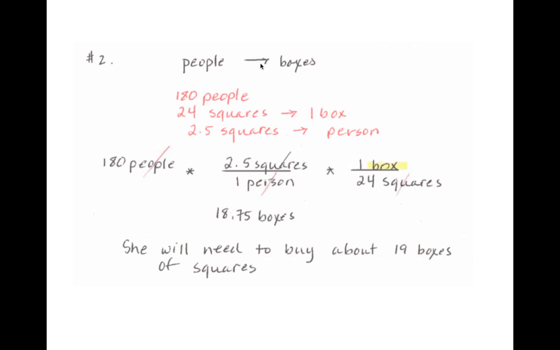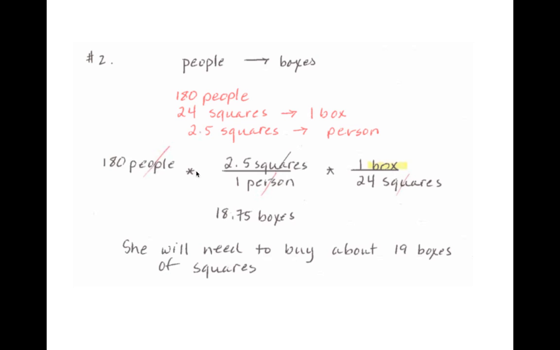We're taking people, converting them into boxes. So, first of all, what I know is that those 180 people will probably eat 2.5 squares a person. And you'll see the way I've organized it so that the people cross out the people. And so I end up with squares. Now, I don't want to know how many squares I have. I want to know how many boxes. So if I line that one up, I'm going to line it up so that the squares are canceling one another out and I'm left with a box. And that gives me the position of my numbers.